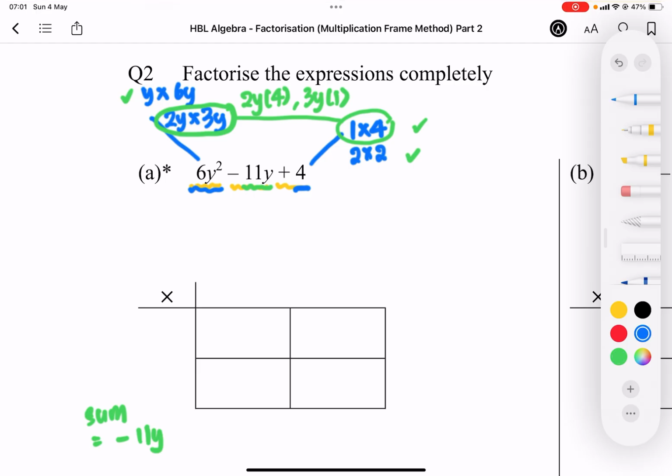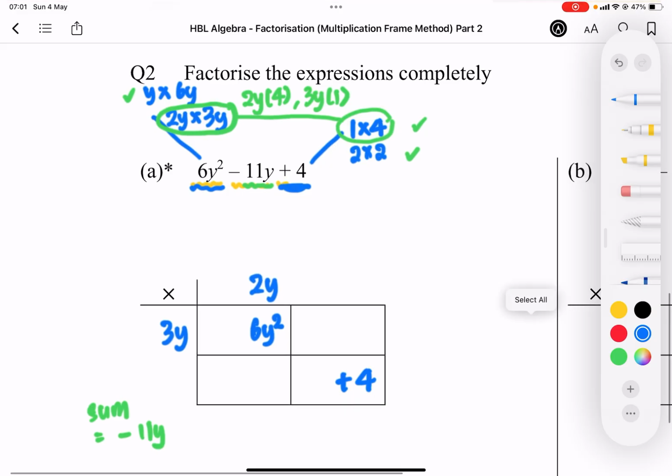So let's start putting the terms into the frame. First, we have 6y squared. So 6y squared, we have decided it should be 2y times 3y. And then we have positive 4. Now remember, positive 4 here, we have 1 and 4, but 2y goes with 4. So 2y is here, so we put 4 here. And 3y goes with 1, so we put the 1 here.